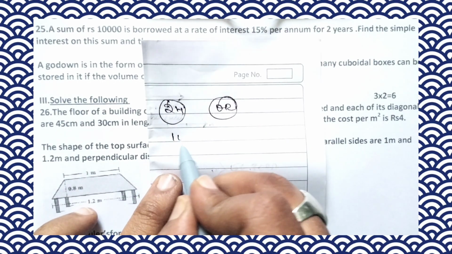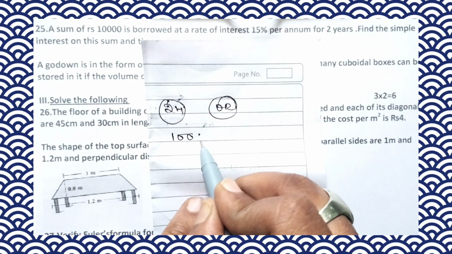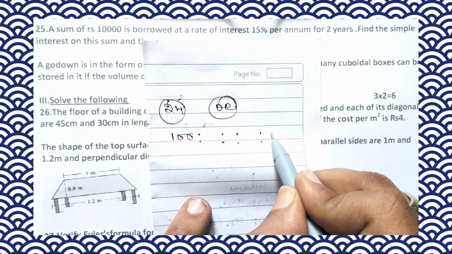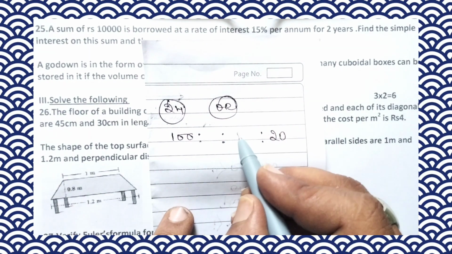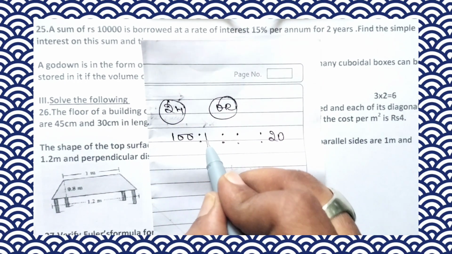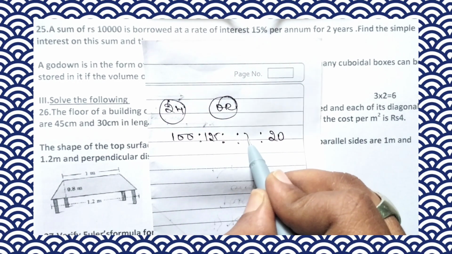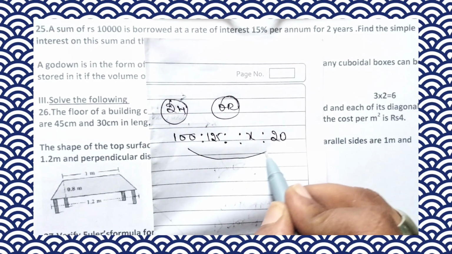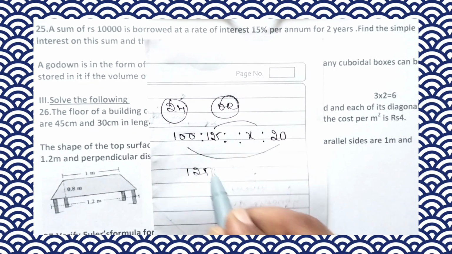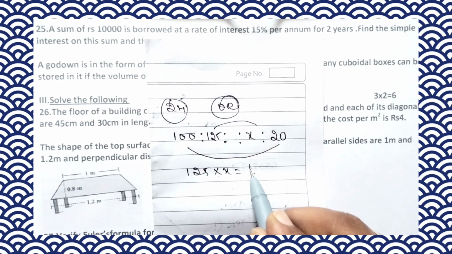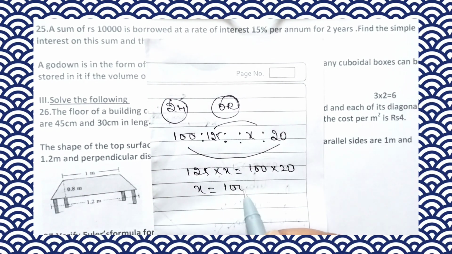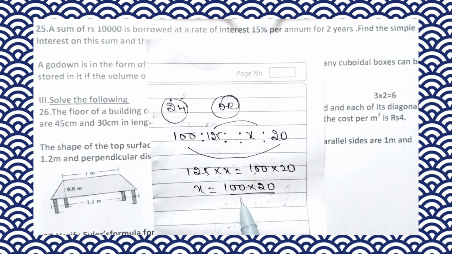So 100 students are there. For those 100 students, the food will be available for how many days? It is available for 20 days. Now if the number of students increases by 25, the number of students will be 125. Then the food will last for how many days? Multiply both the means and both the extremes. So now 125 into x is equal to 100 into 20. So x is equal to 100 into 20 divided by 125.